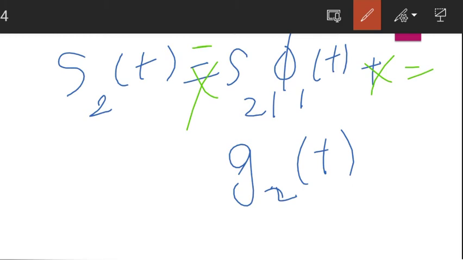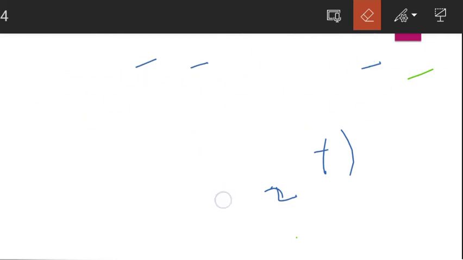So what is the output? G2 of t is equal to S2 of t minus S21 into phi 1 of t. We will already have phi 1 of t, and S2 of t will be given to you. So you only have to calculate S21 in order to get G2 of t. How can we calculate S21 from this step? Yes, I'll explain that.